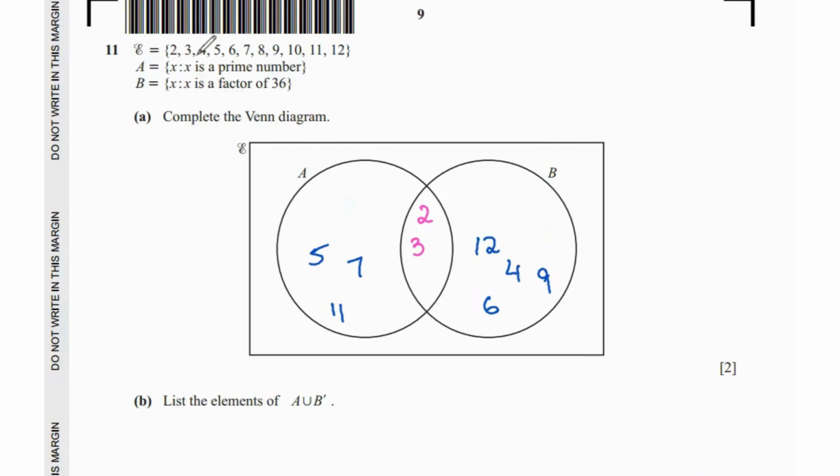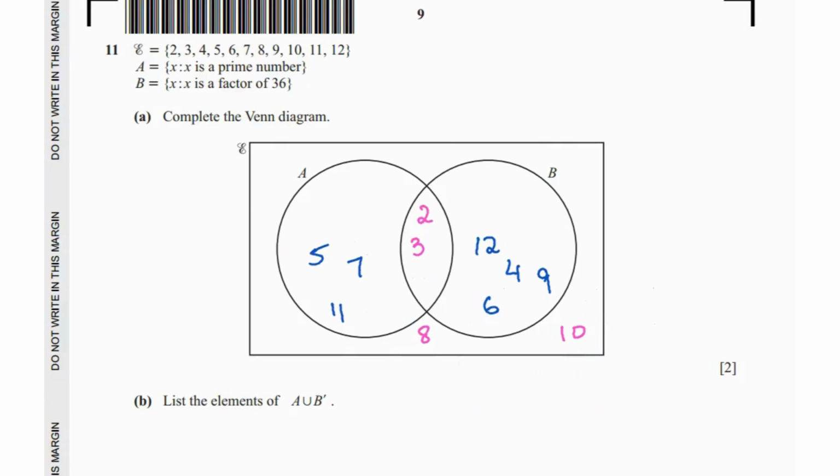Now the elements that did not come anywhere, they will come outside. So that's going to be 8 and 10. They didn't come anywhere. So this is a complete Venn diagram. Then it says list the elements of B. Then it says list the elements of A union B complement.